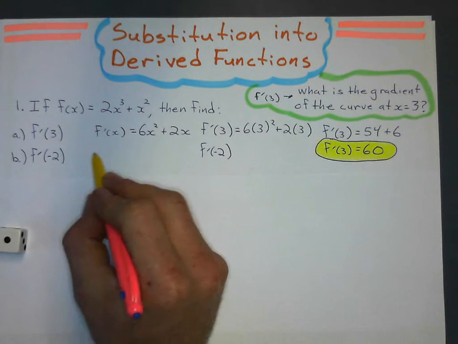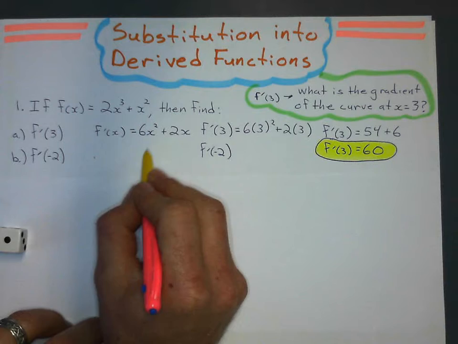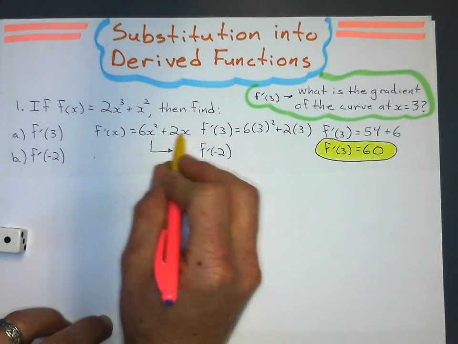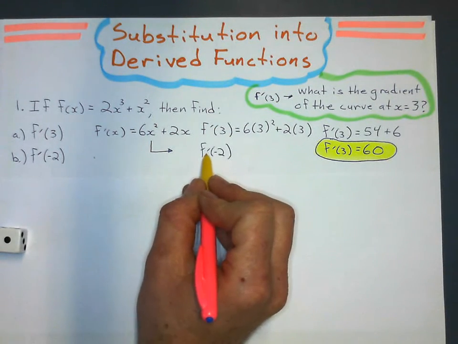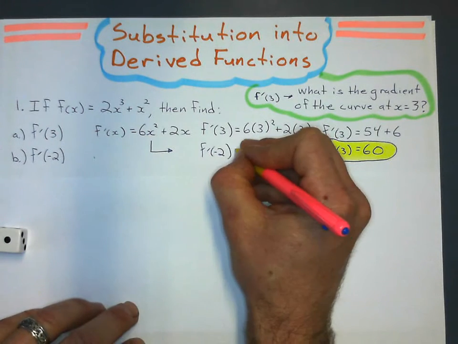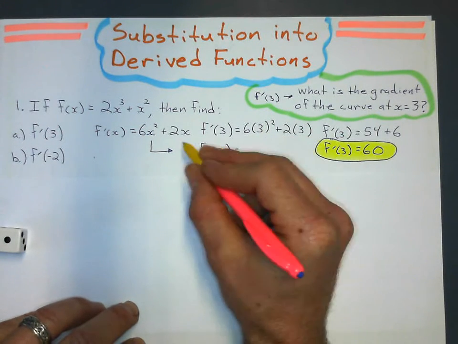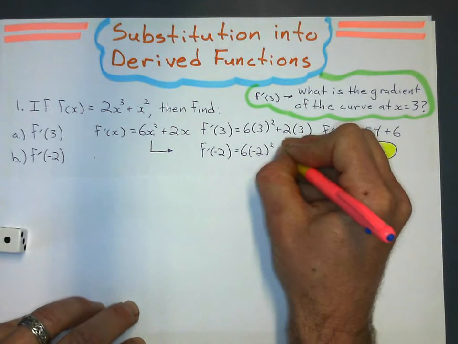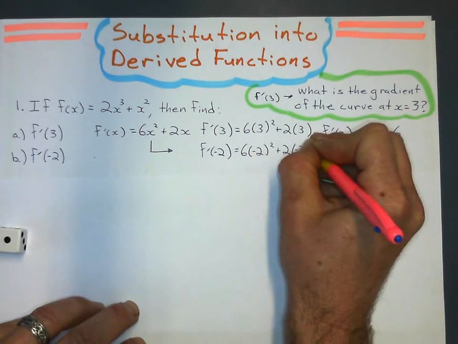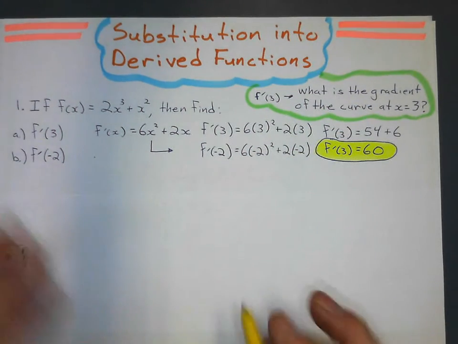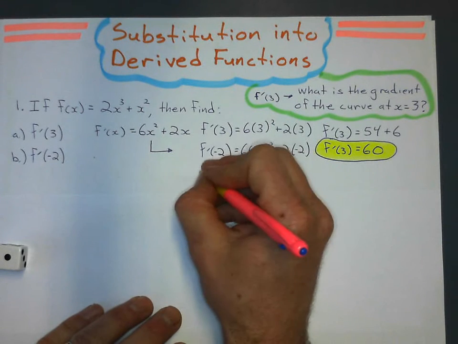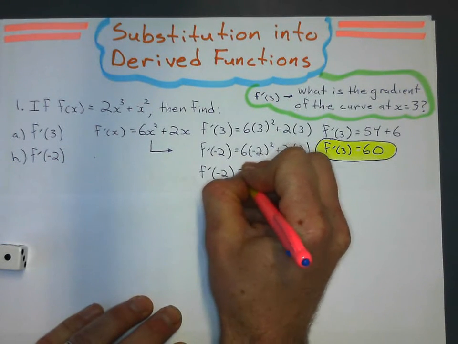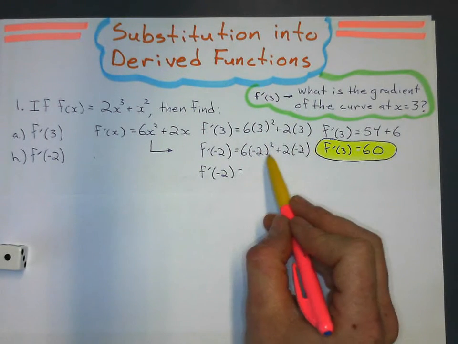And it's the same gradient function, so I don't have to differentiate it again because I'm still just using this equation for the derivative function. That hasn't changed. So instead of just substituting 3 in, I substitute a negative 2. 6 times negative 2 squared plus 2 times negative 2. And the rest is algebra, meaning just evaluating that expression. Simplify this, this gives me 24.